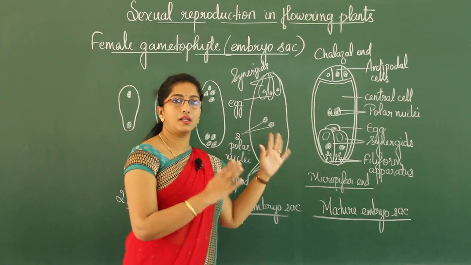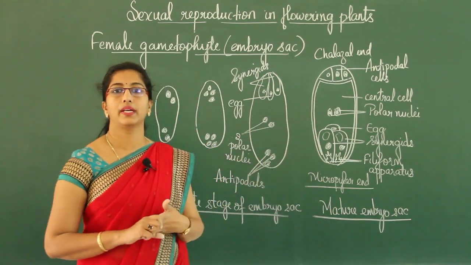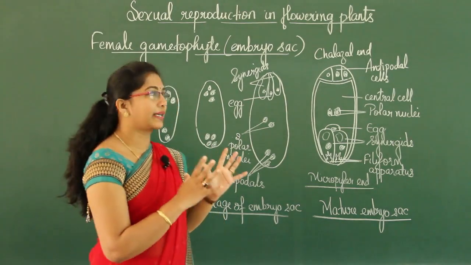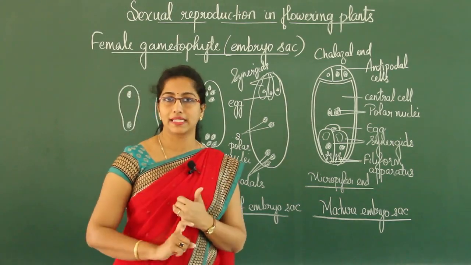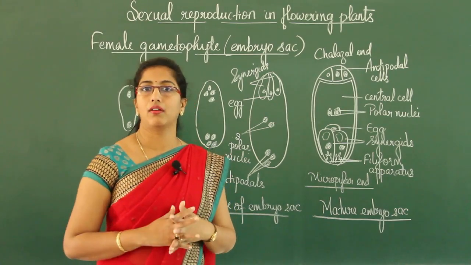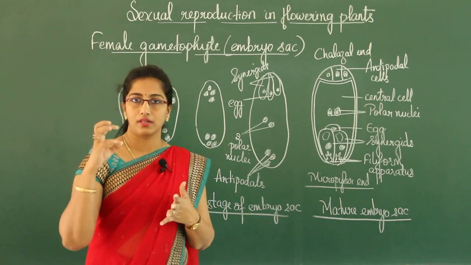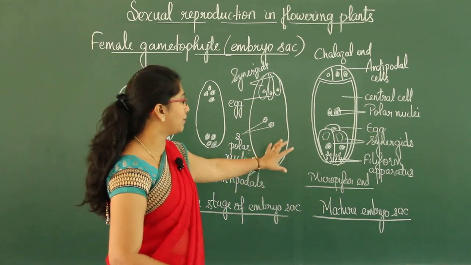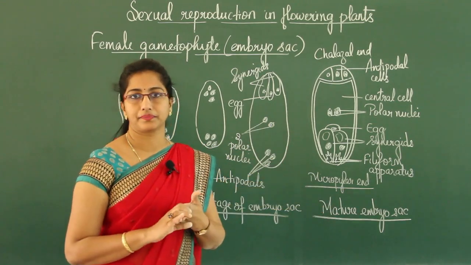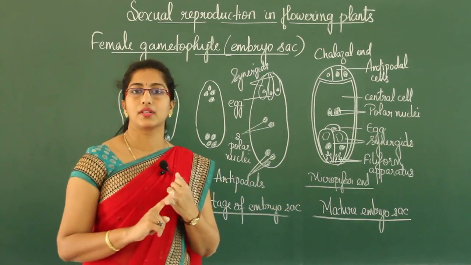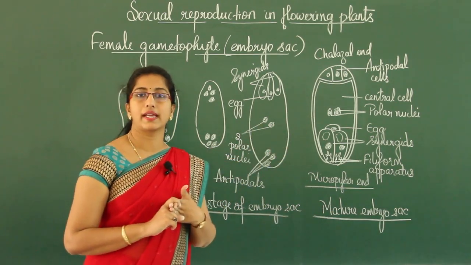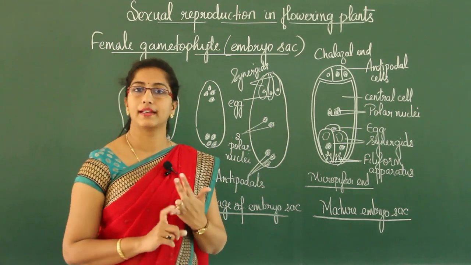So here we are ending with the gynoecium. In the gynoecium, you studied the structure of the pistil. Inside the ovary there is a structure called the ovule, inside which the female gametophyte is present. All these structures are important: the diagram of the female gametophyte structure, the developmental stages, and also the anatropous ovule.